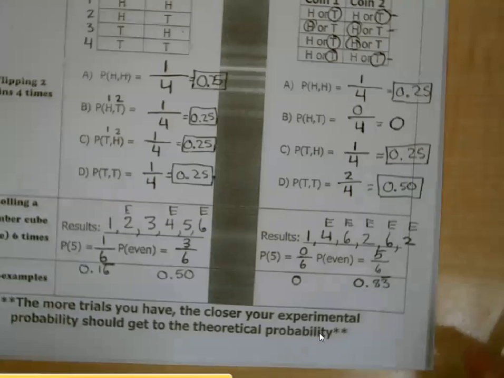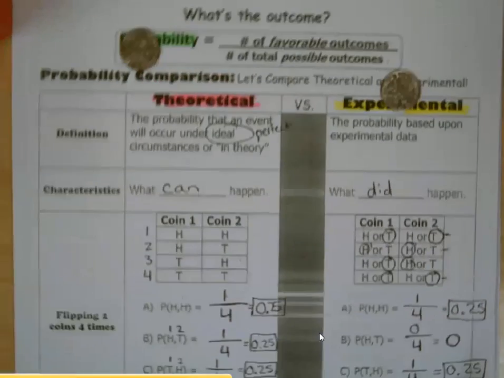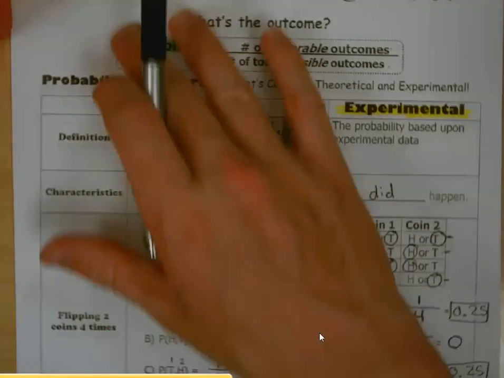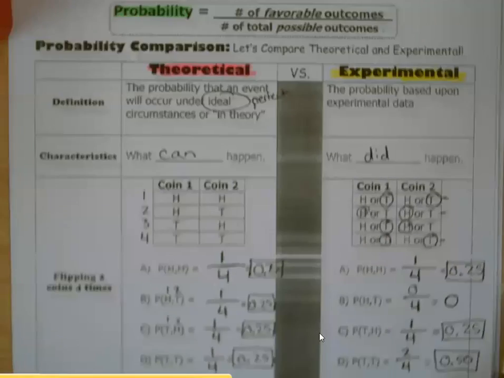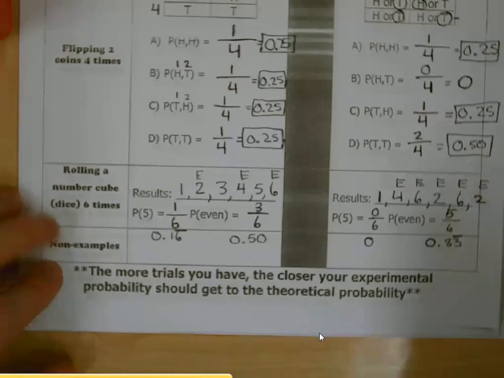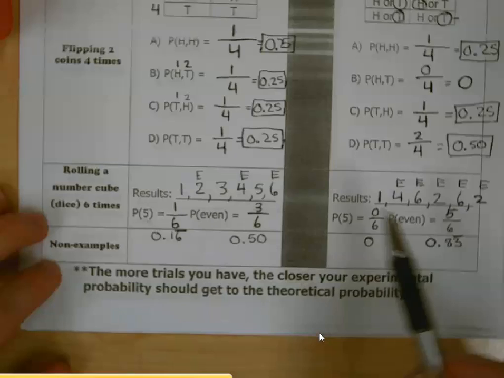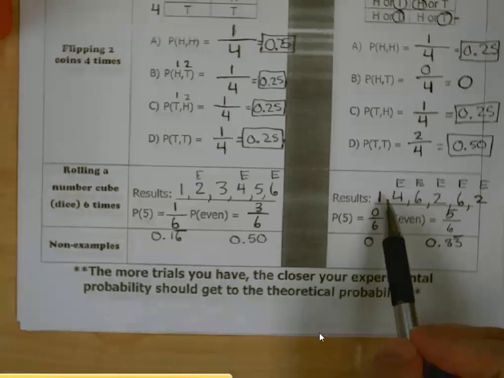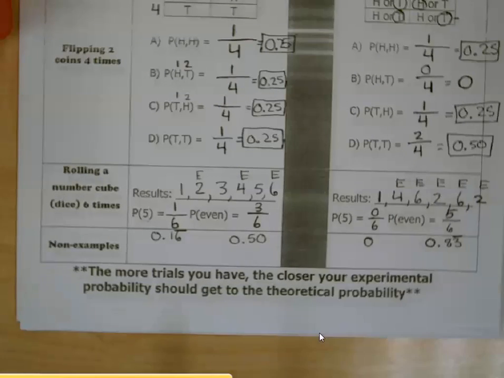So, there's our experimental and theoretical probabilities. What you might notice is that they were different. Okay? Theoretically, we should have rolled all these different numbers, but we didn't. We only ended up rolling 1s, 4s, 2s, and 6s. So what happened? Well, if you read this little piece down here, it'll explain.